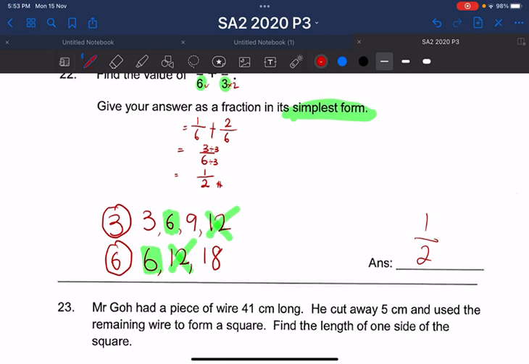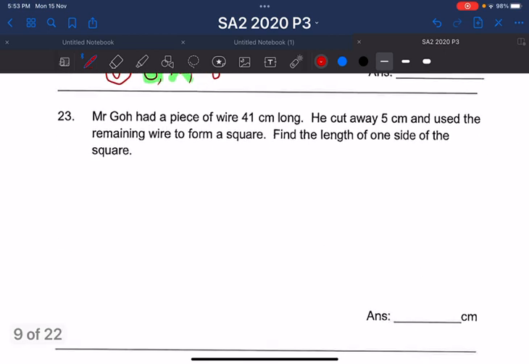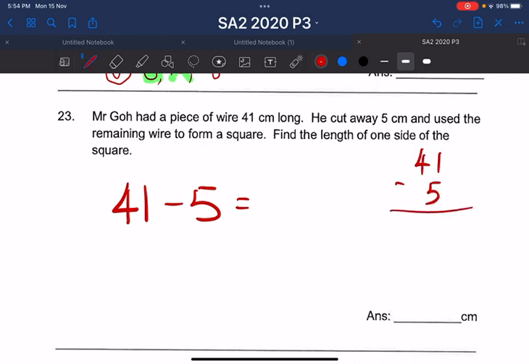Now, question number 23. Question number 23 is a question about this guy called Mr. Goh. He has a wire that is 41 centimeters long, and he cut away 5 centimeters. Now what does it mean by cut away? Cut away means after you have a total, you cut away, you get something that is shorter, right? So let's find out after cutting away exactly how much you have left. Let's do a subtraction here. We'll have 11 minus 5, which is 6. And you have 36 here. So this guy after cutting has 36.